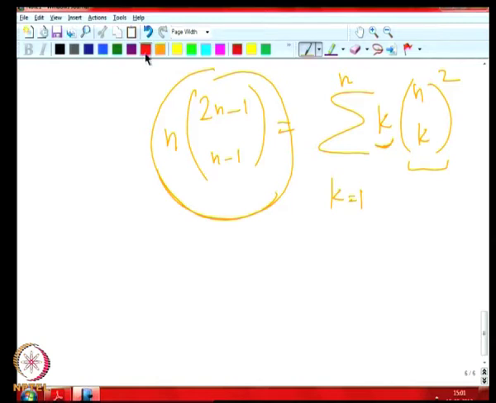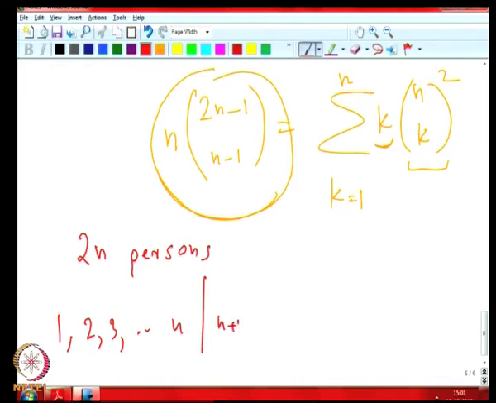Again we have 2n persons available, say 1, 2, 3, where the first n are females and the remaining n, n plus 1, n plus 2 up to 2n are males. These are females and this is males. Now, I want to form committees, the subsets of size n as usual.